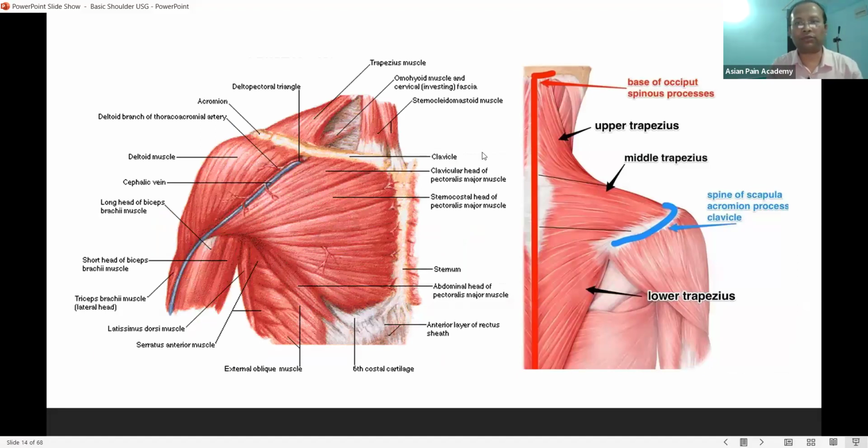Another related muscle is the trapezius. You can see this is the trapezius muscle. This is the pectoralis major and this is the trapezius muscle. So these are also related muscles.